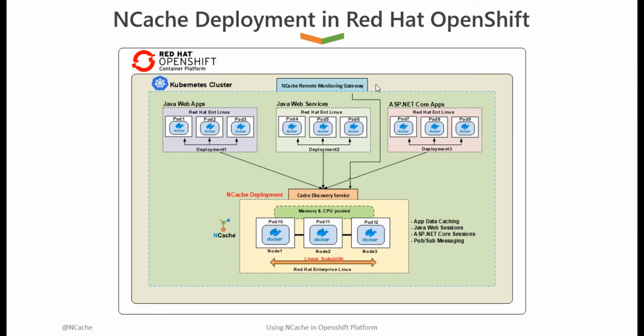Similarly, a remote monitoring gateway also connects to this discovery service to allow monitoring and management operations to be performed outside this Kubernetes cluster by any system admins. And I will give you a hands-on demonstration on these two, how to actually go about and create these. So this is a typical deployment where we would have different kinds of applications connecting to NCache in a single Kubernetes cluster.